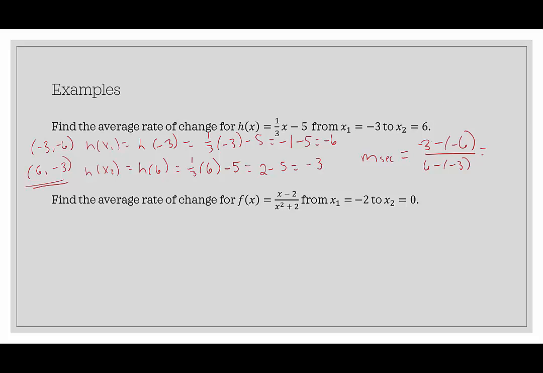A lot of negatives here. We want to be really careful. This becomes, or is equivalent to, negative 3 plus 6, which is positive 3. Down here, this is equivalent to 6 plus 3, which is 9. And I can simplify 3/9 down to 1/3.